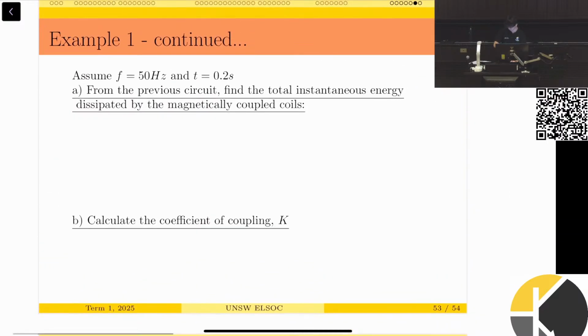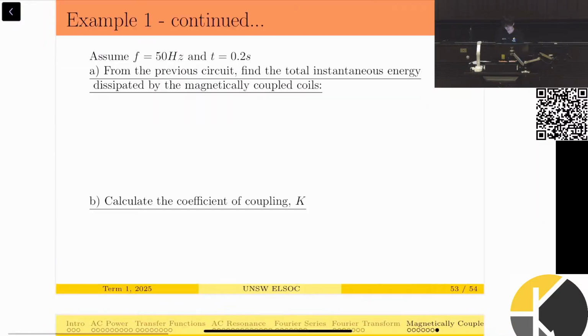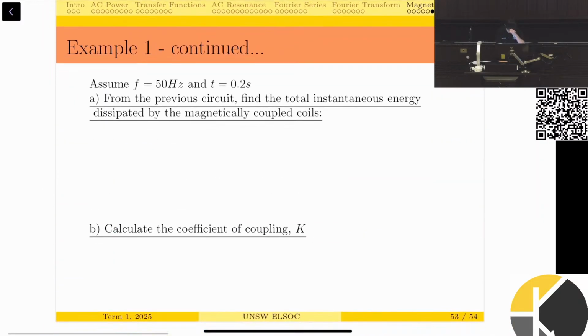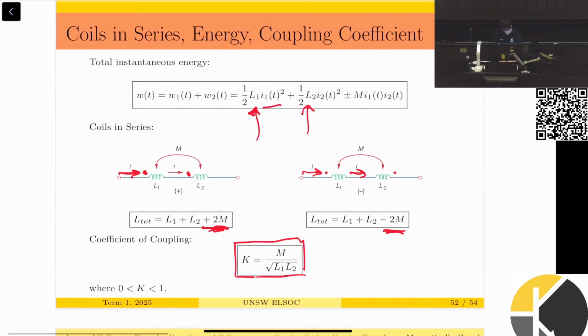So we have 15 minutes, so I'll try to get both of these examples done. First one is asking us to find the total instantaneous energy dissipated by the magnetically coupled coils. So I'm going to be using this equation here.